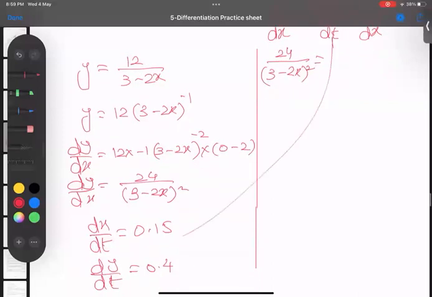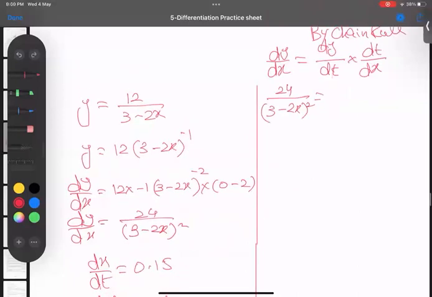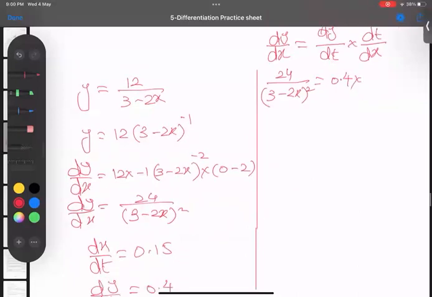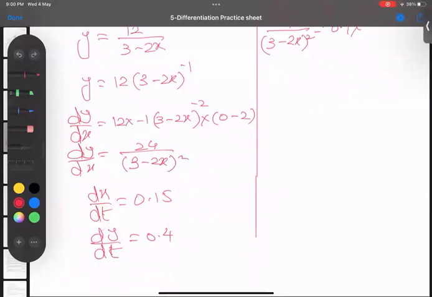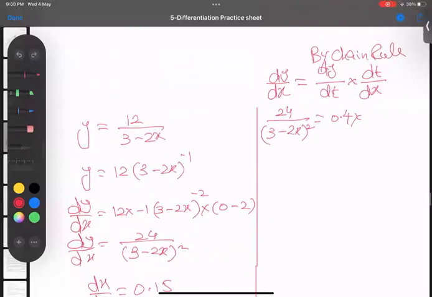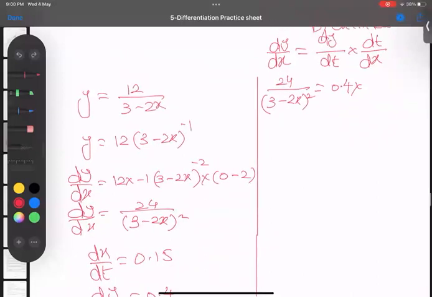dy over dt is given as 0.4, so I'm writing 0.4 here. And dx by dt is 0.15, but here we need dt by dx, so the reciprocal: 1 over 0.15. I repeat, if this value is given, the reciprocal is simply 1 over that. Now if I type the right hand side, 0.4 divided by 0.15, it gives 8 by 3.